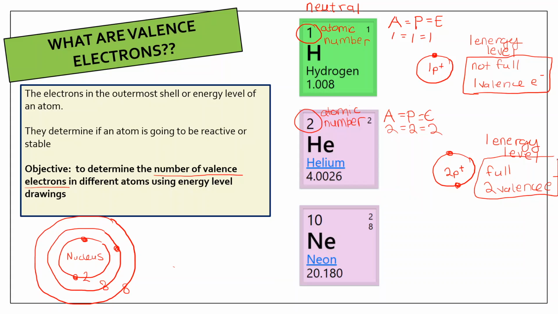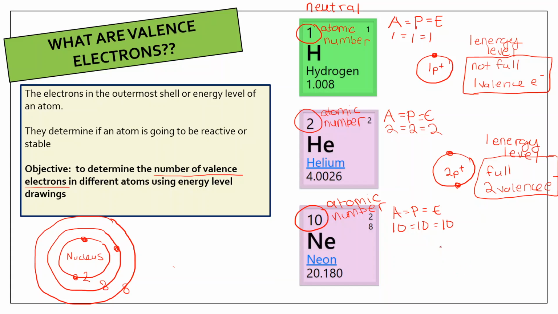So on to example number 3. This time we have neon, which is going to have more electrons. And we know that because, again, we look at the atomic number. And the atomic number is the same as the protons, is the same as electrons for these neutral atoms. So there are 10 protons, 10 electrons.